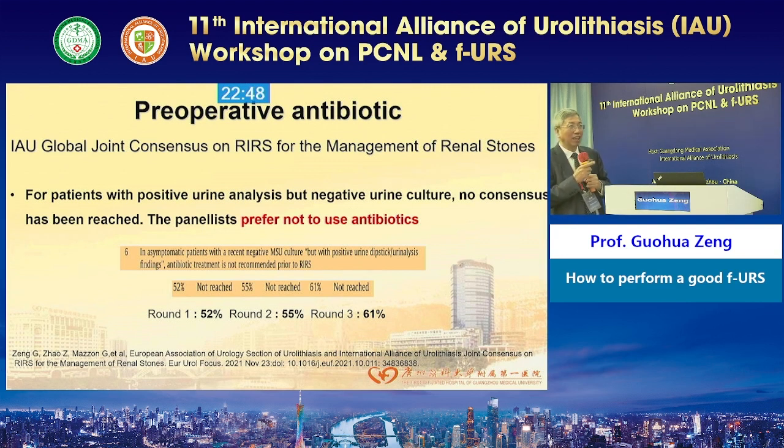And another is really confusing for everybody. For Chinese urologists, maybe sometimes the patient has a positive urine analysis, but the urine culture is negative. Sometimes the urine culture is negative, and then the urine analysis shows too many white blood cells. How to do?